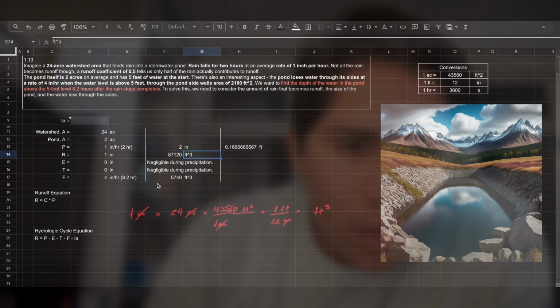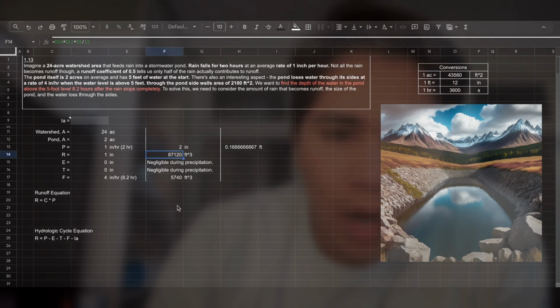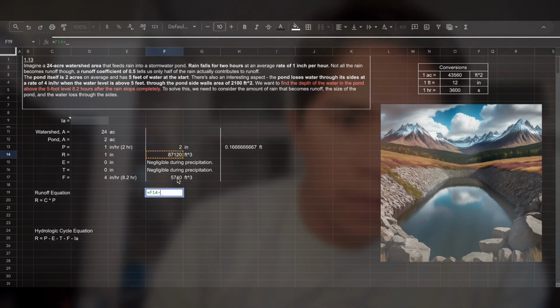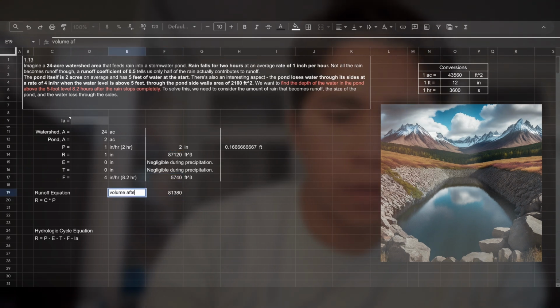Now, once that volume of water gets into the pond, in the 8.2 hours after the precipitation, 5,740 cubic feet infiltrate and exit the pond. So the volume of water that stays there after 8.2 hours will be all the water that came in minus the water that exited through infiltration. So let's say the volume equals all the volume of runoff that came into the pond minus the water that infiltrated, that exited the pond. So this is the volume after 8.2 hours.